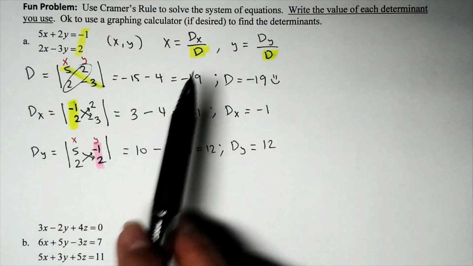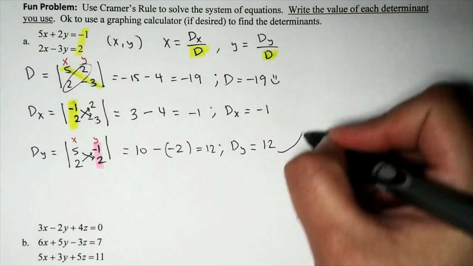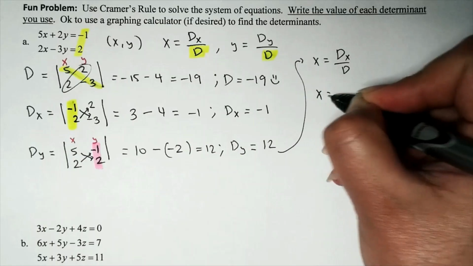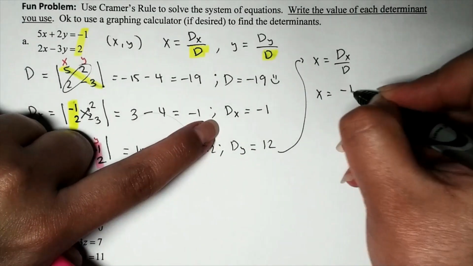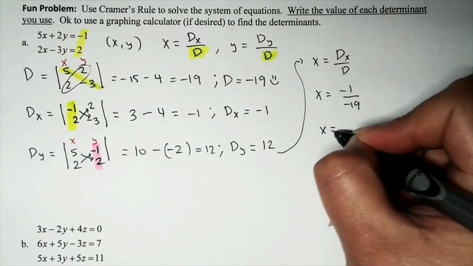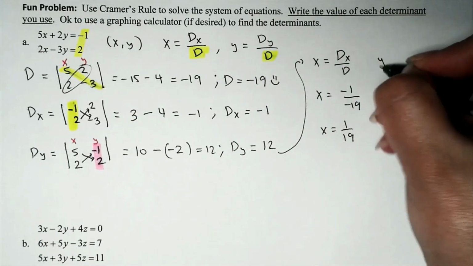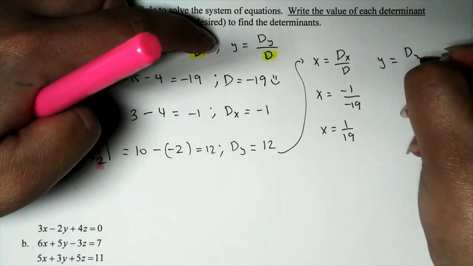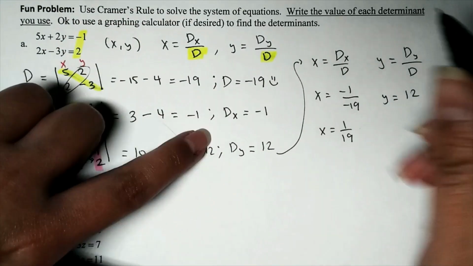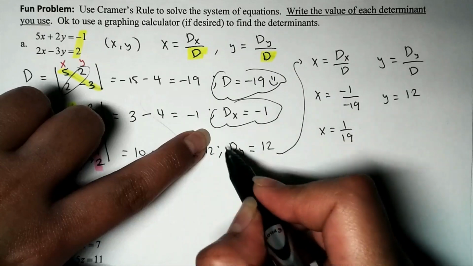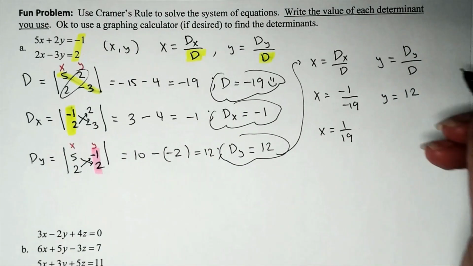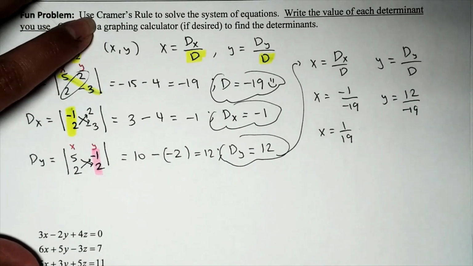So we know what the answers should look like. Okay, so where am I? We have x equals dx over d. So x equals, what was dx? dx is -1, d is -19, and that simplifies to 1/19. How about y? y equals dy over d. So dy is 12. I need to highlight these because they're disappearing. Okay, d is -19, and that's it, it's already simplified.